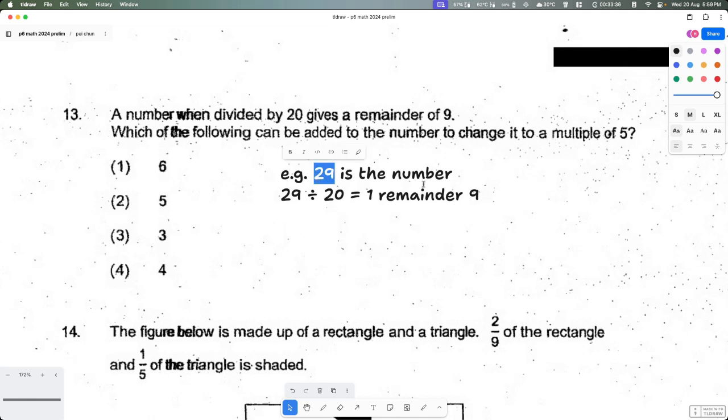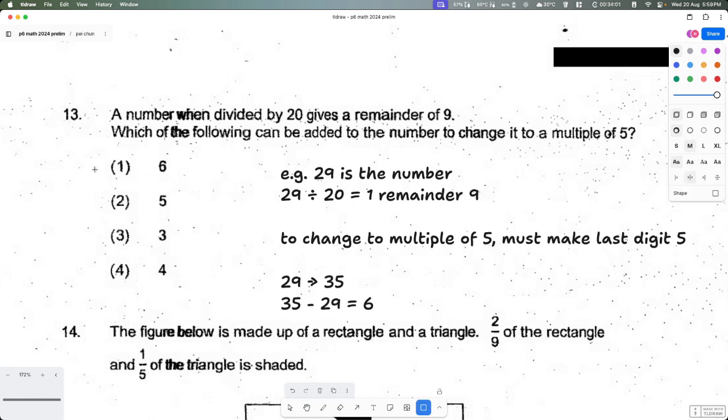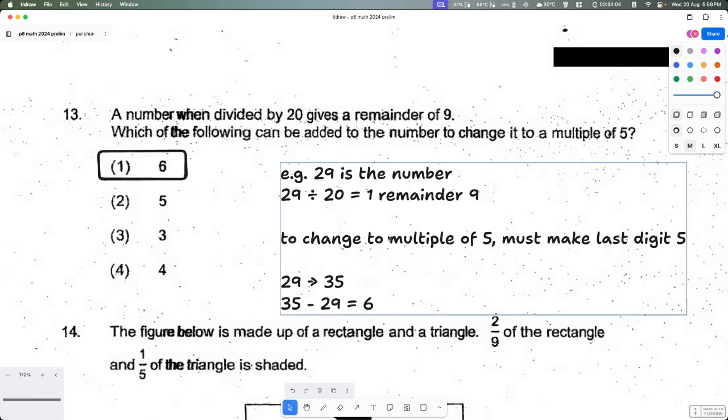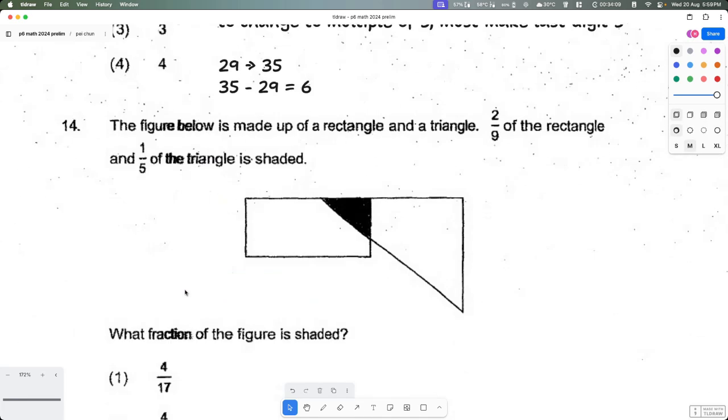So this is 29, which means to change to a multiple of 5, we must make the last digit 5. So 29 will then become 35. That means 35 minus 29 is equal to 6. So the answer is option number 1. All right, that's it. Let's move on to question 14.